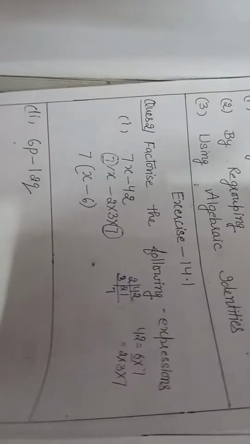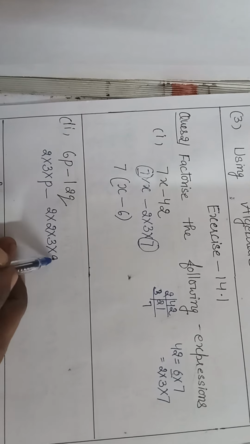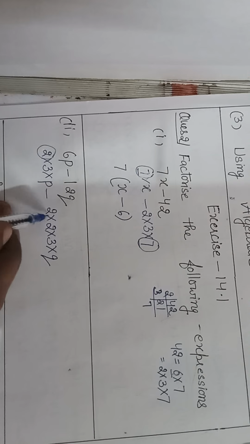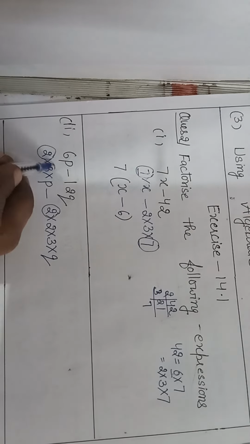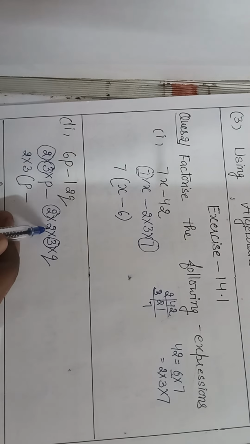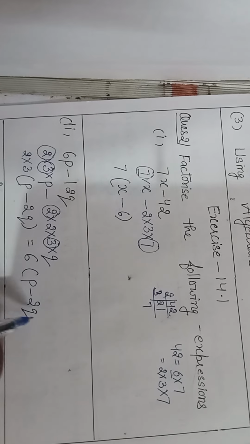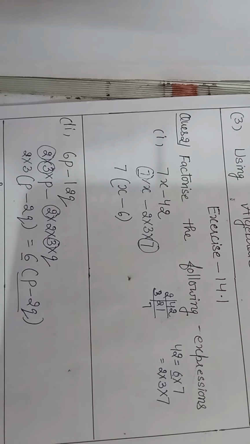Now similarly the second question. Here for 6 you can write 2 into 3 into p. For 12 very easily you can write orally 2 into 2 into 3 into q. So this 2 is common in both. And what else? Yes, 3 is also on both sides. Now what else can we take common? Nothing. So 2 into 3 we have taken common. What is left here? p minus 2 is left, and q is left. So 2 3s are 6 into (p minus 2q). This is the first factor, this is the second factor.